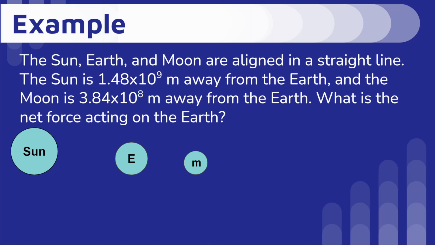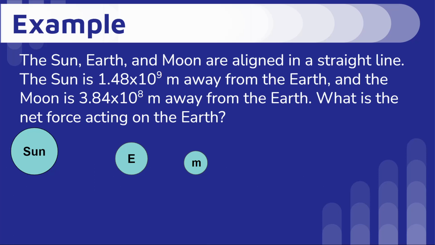It says the sun, earth, and moon are aligned in a straight line. The sun is 1.48 times 10 to the 9th meters away from the earth, and we're just going to pretend that that's not 100 times too close. Let's just go with it. So we are 1.48 times 10 to the 9th meters away from the earth, and the moon is 3.84 times 10 to the 8th meters away from the earth. What is the net force acting on the earth?